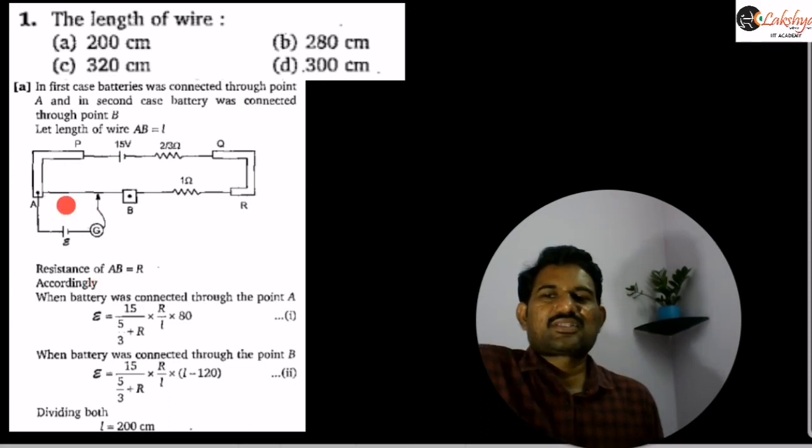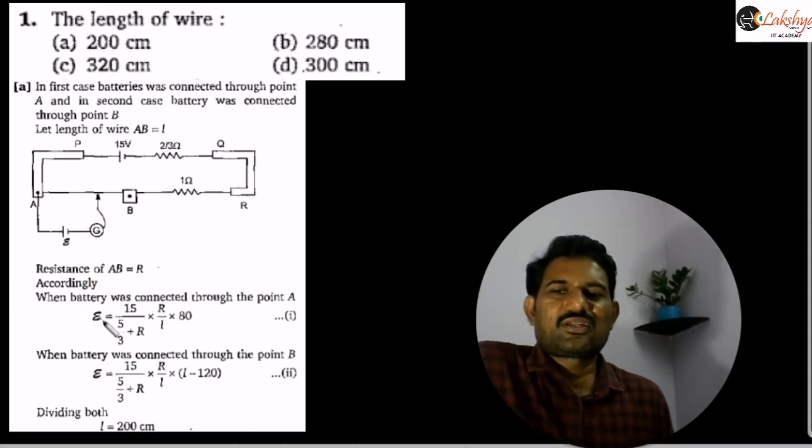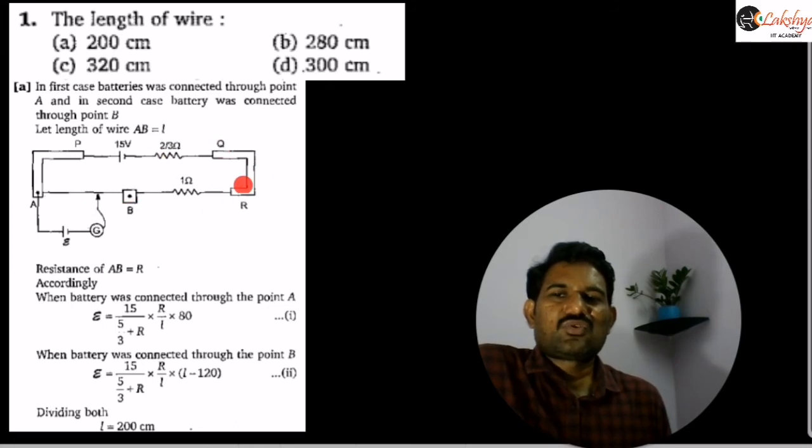That means our general procedure you can write here. The EMF of the cell is equal to I times the resistance. Let us take this resistance as R, and these are already given here. These two are in series, so 5 by 3 you will get. So (5/3 + R) into I is the total. So E = I R by L into 80, where L is the total length of this wire which is unknown, and this balancing length is 80, right?